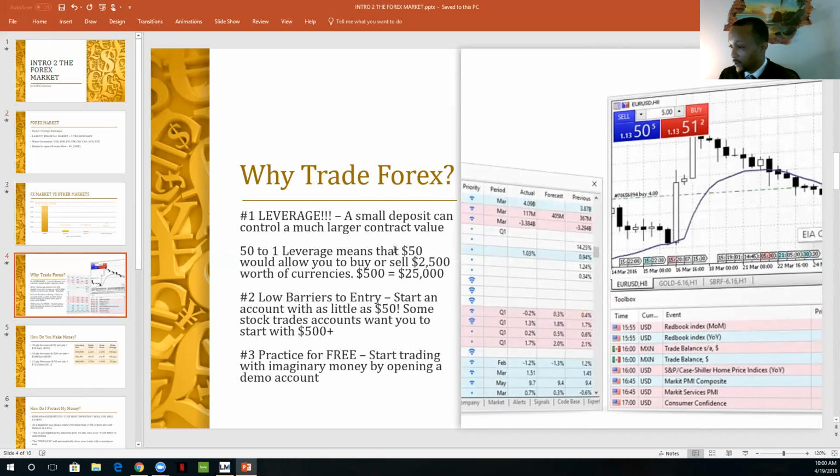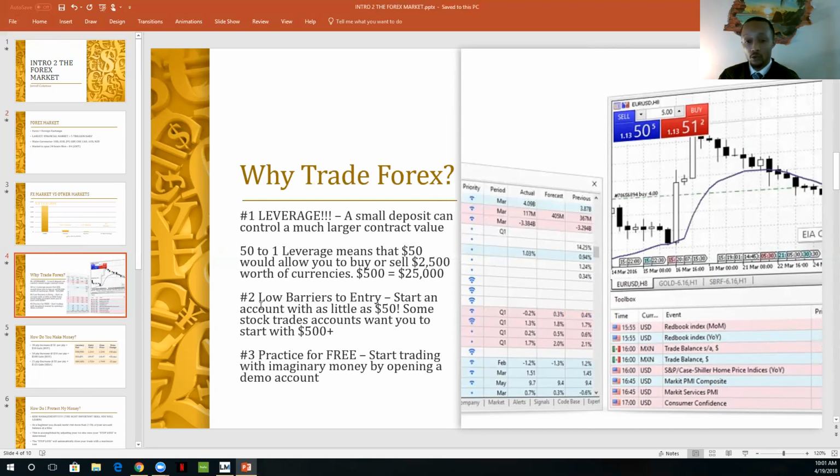50-to-1 leverage means that $50 would allow you to buy or sell $2,500 worth of currency, and on up as you increase that leverage. My leverage is actually 1 to 1,000. So I can leverage much more than that with $50. And that's why you can see me take a $100 or $200 account and grow it by $600 in one day if I'm making smart moves and really focusing on the price movement. It's all because of the leverage.